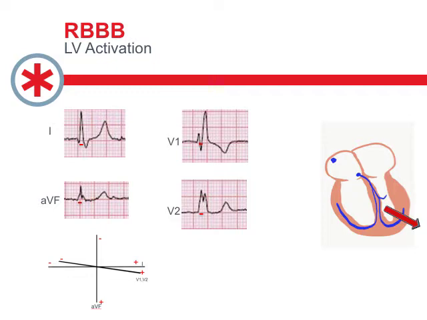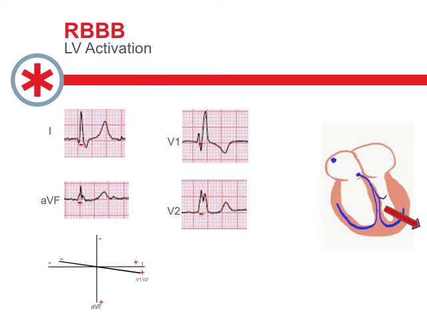So in the next part, we get left ventricular activation. Left ventricular activation is then going to follow kind of its normal pathway. And so the QRS complex is going to have a vector that looks like the red arrow that you see here. So again, in lead 1, you're heading towards the left, so it's going to be positive. In lead AVF, you're heading downward, so it's going to be negative.